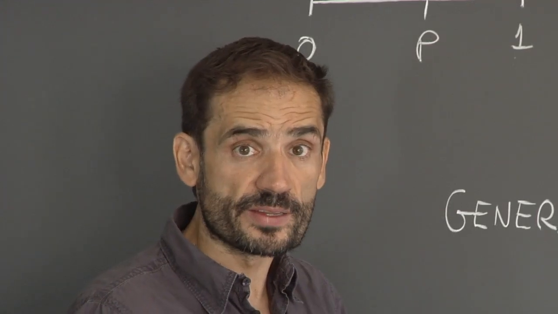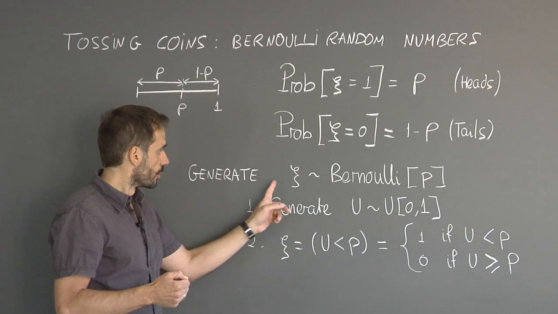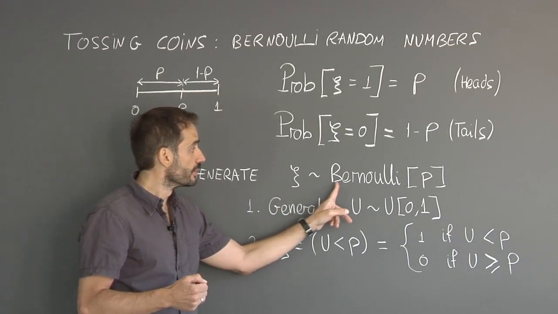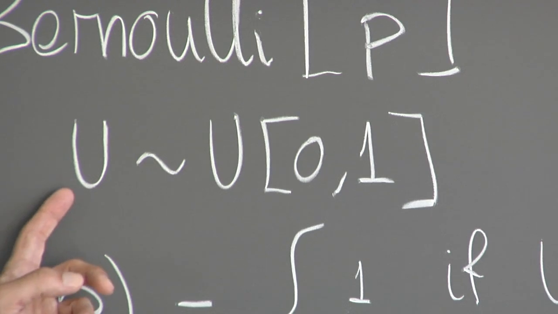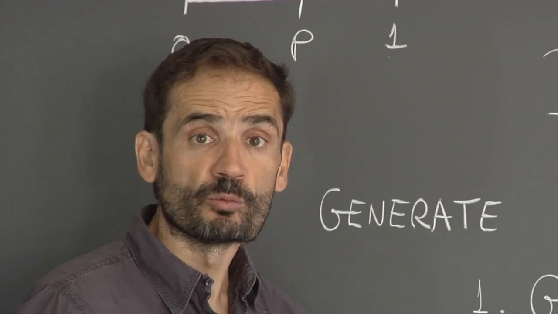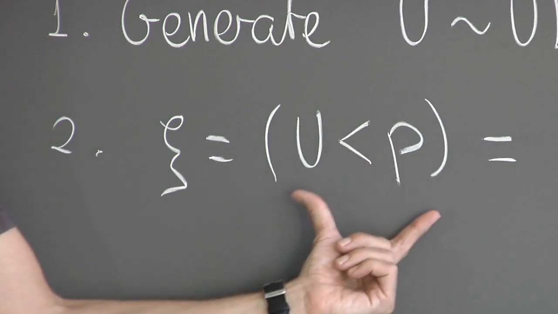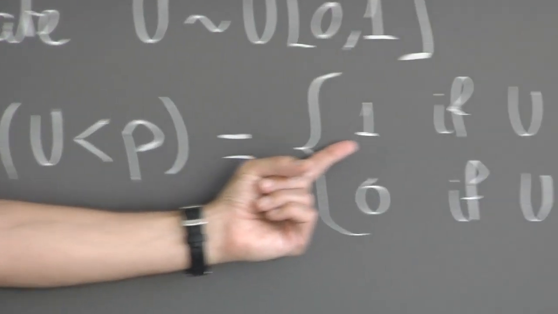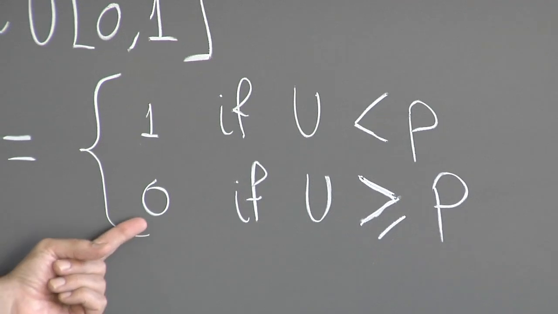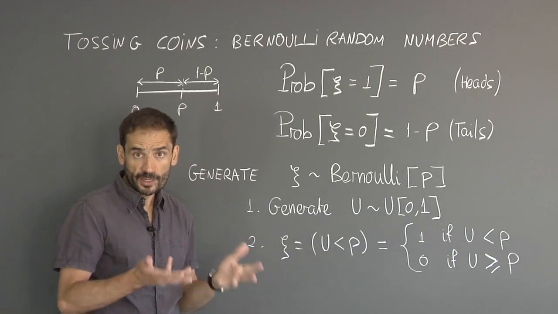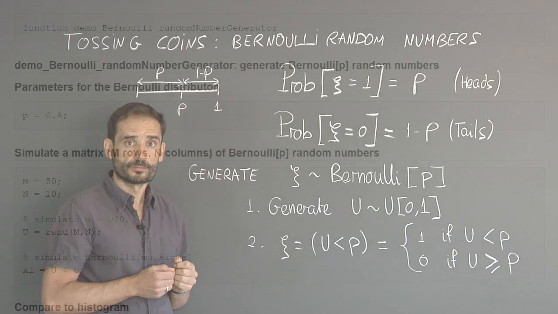We're going to summarize this in a pseudocode. So here we're going to generate samples from a Bernoulli distribution with parameter p. First, we generate a uniform 0-1 sample. Then we're going to compare that sample with p, and if it is smaller than p, we're going to give it a value 1. Otherwise, we're going to give it a value 0. And here is how the code looks.